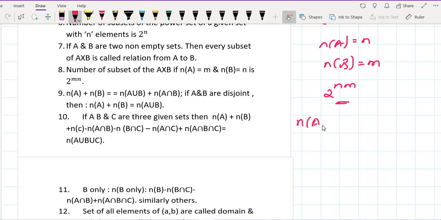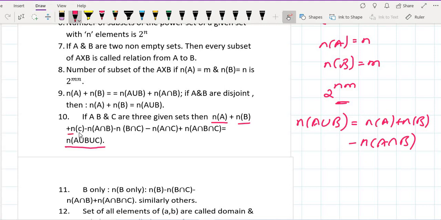We have a formula when two sets A and B are given: n of A union B is n of A plus n of B minus n of A intersection B. Similarly, when 3 sets are given, n of A union B union C equals n of A plus n of B plus n of C minus n of A intersection B minus n of B intersection C minus n of A intersection C plus n of A intersection B intersection C. This is the formula when 3 sets are given. You can use the formula or you can use the Venn diagram also to simplify the statement problems.